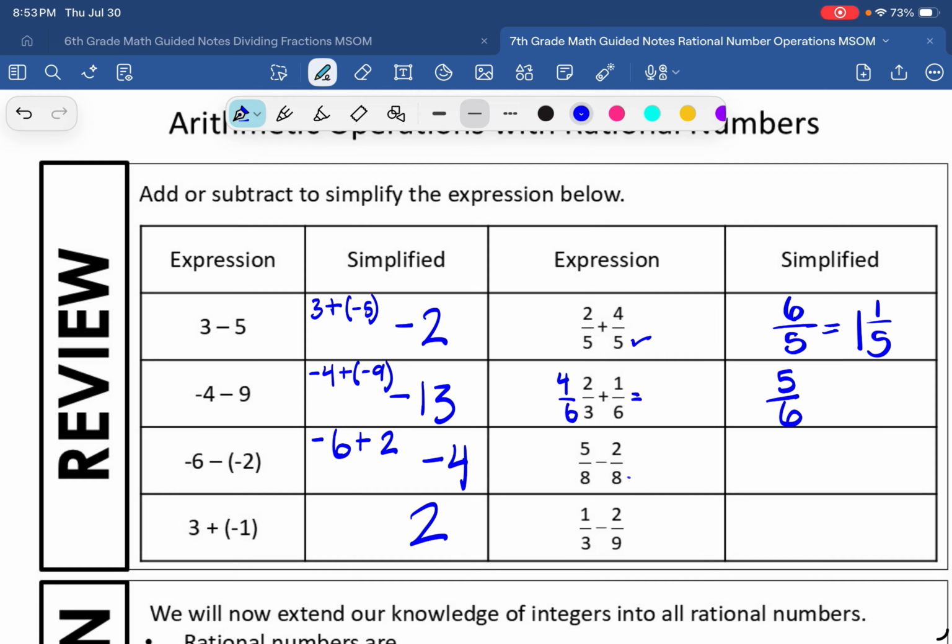5/8 minus 2/8. My denominators are already the same, so I'm going to subtract the numerators, and that gives me 3/8. 1/3 minus 2/9. Let's get common denominators of a 9th, and that will be 3/9 because I multiplied the numerator and the denominator by 3. So I have 3/9 minus 2/9, and that is 1/9.